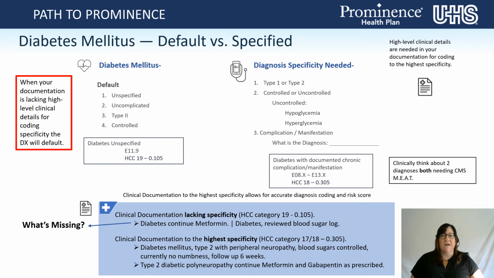Try rather clinical documentation to the highest specificity, which codes out to HCC category 17 and 18. And the example would be diabetes mellitus type 2 with peripheral neuropathy, blood sugars controlled, currently no numbness, follow-up in 6 weeks. Or another example would be type 2 diabetic polyneuropathy, continue metformin and gabapentin as prescribed.